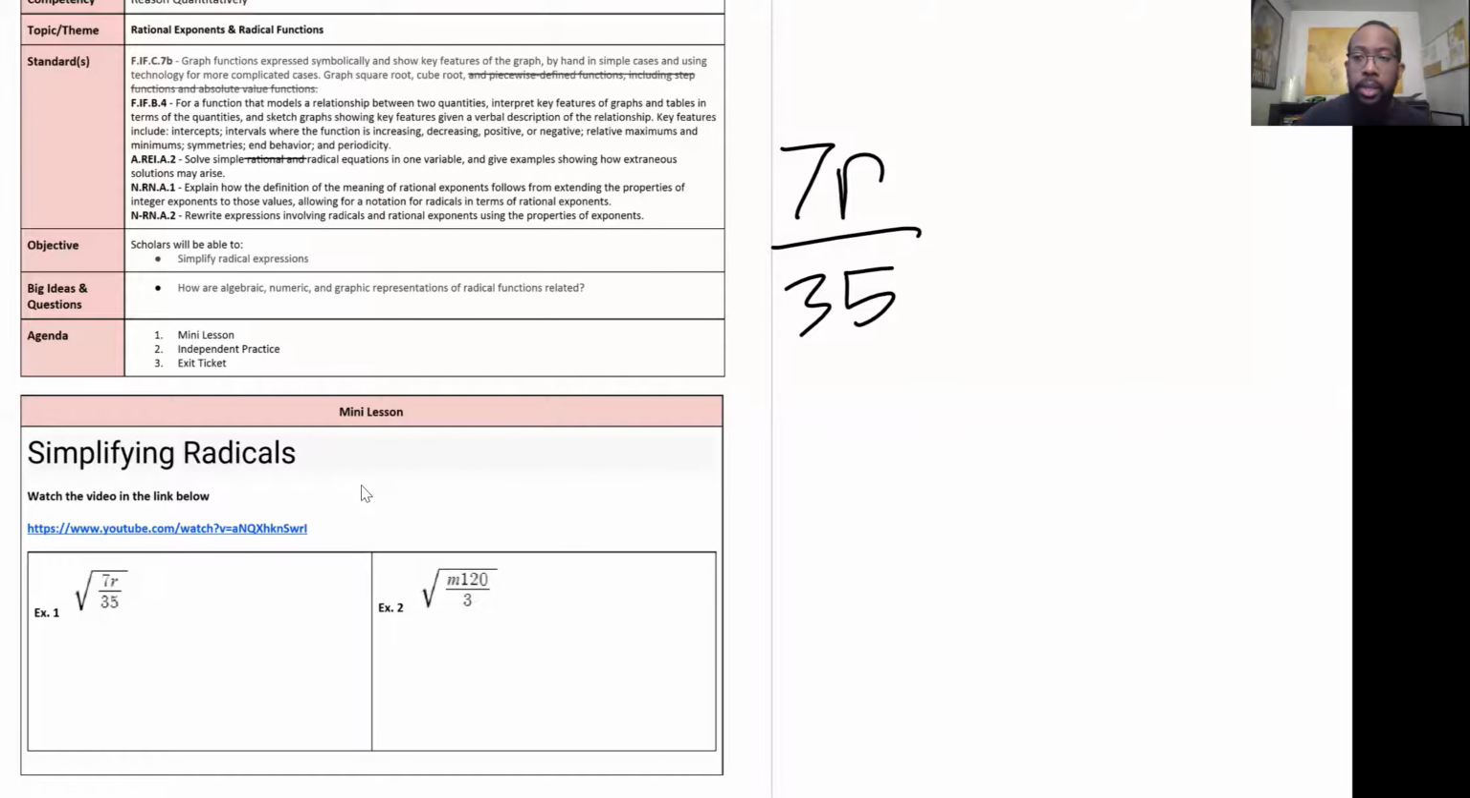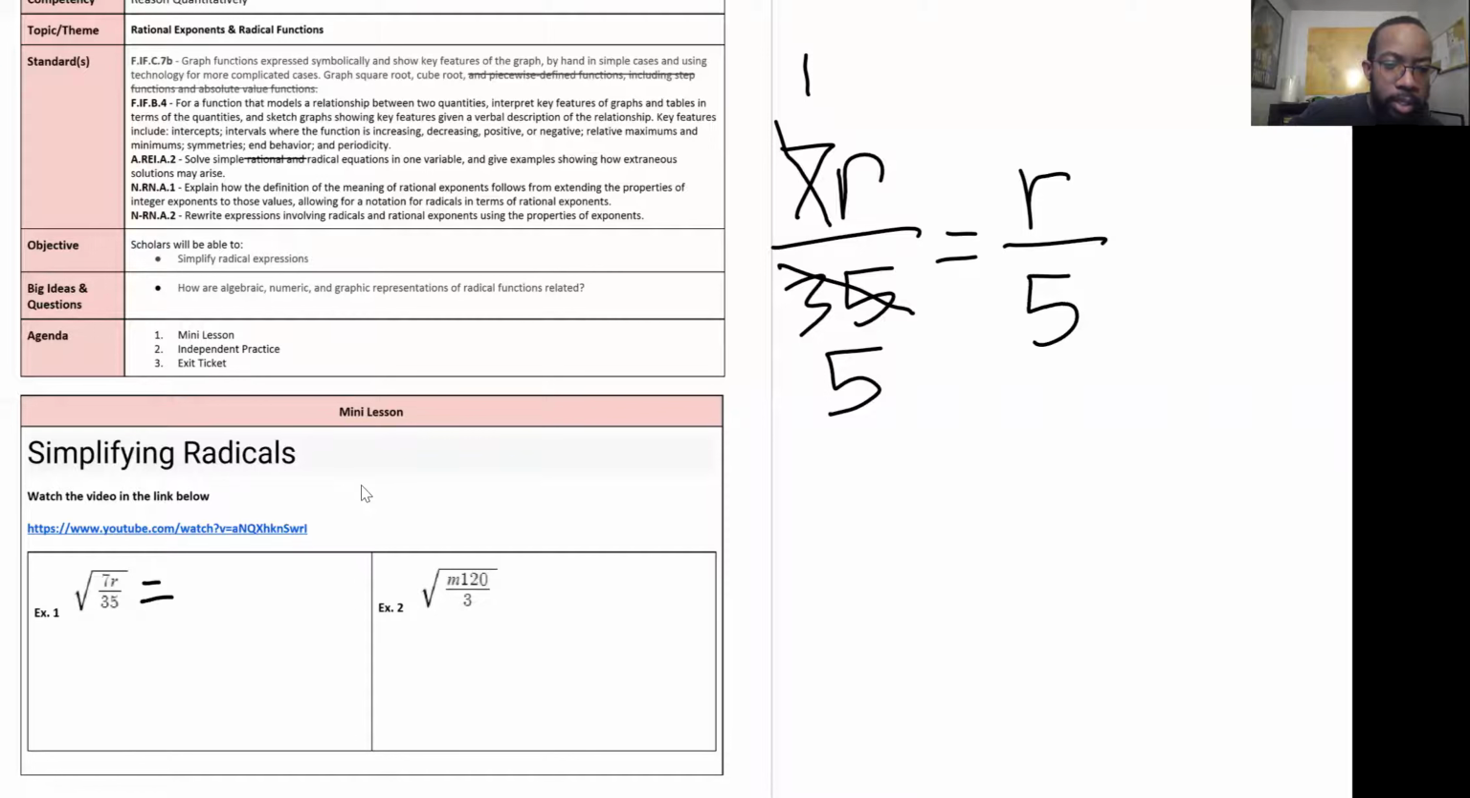Okay, so yes, it does, right? If we look at a multiplication chart, or if we know our times table, we can clearly see that 7 goes into 35 without leaving a remainder. In other words, 7 goes into 35 evenly, and it goes in there 5 times. 7 goes into itself once. All right, so here we are left with 1r, or simply r, over 5. Okay, and so we can say that the answer for number 1 is r over 5. All right, great. Let's look at the second example.